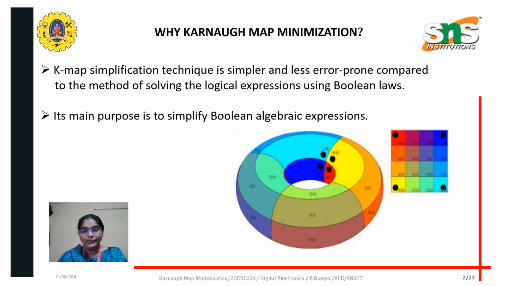So let's discuss why K-map minimization. The K-map simplification technique is simpler and less error prone compared to the method of solving logical expressions using Boolean laws. Its main purpose is to simplify Boolean algebraic expressions. The main objective is to minimize the Boolean algebraic expression.